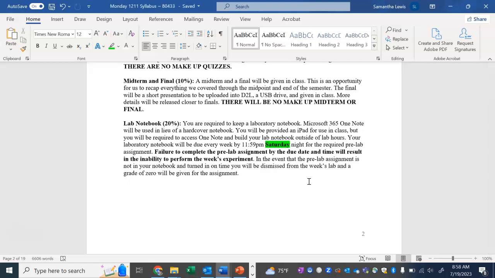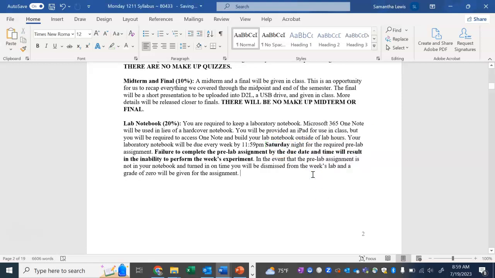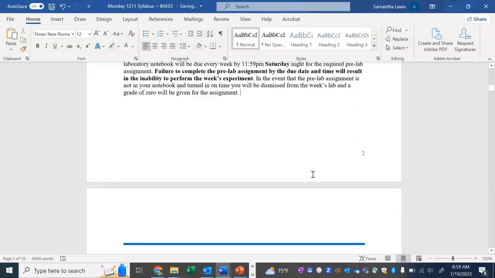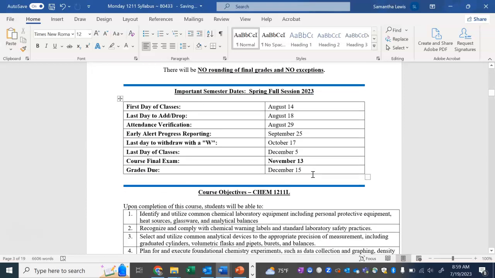So this happens to be Saturday, which means that lab would be on Monday. That means I could try to get those graded before you guys come in so you guys can make sure. If for some reason you do not turn this in before the due date, you are not going to be permitted to come to class, okay? No laboratory notebook by the due date and the due time every week. No experiment, okay?